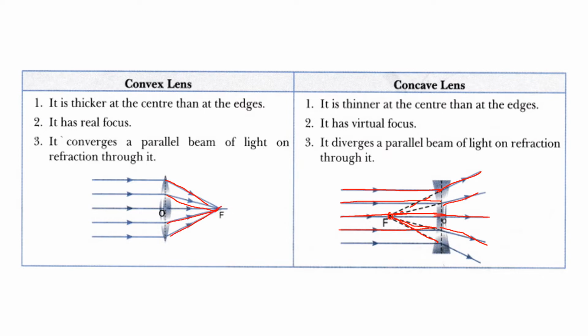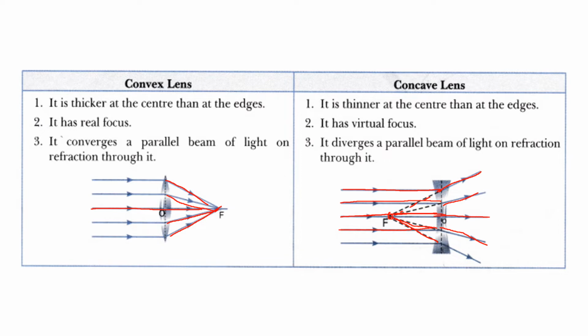And what do you observe in this ray, children? The ray which is coinciding with the principal axis. Is there any divergence or convergence in this ray? No, this ray is going straight.